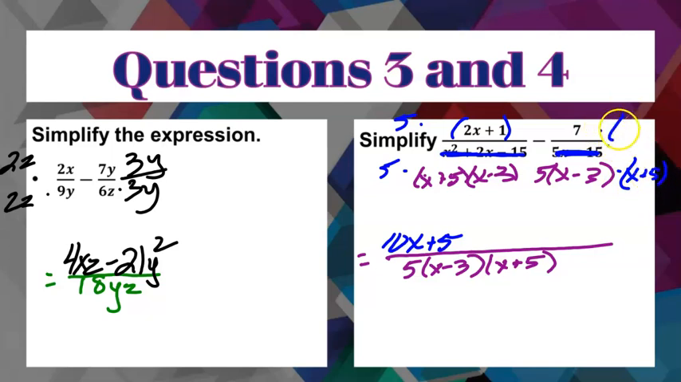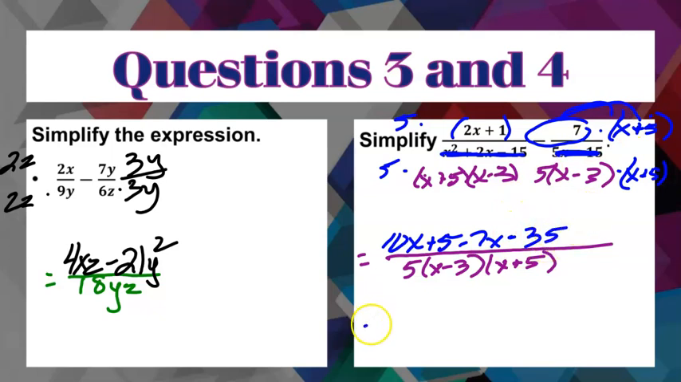And on this side, I'm missing the x plus 5. So I'm going to multiply that by x plus 5 in the numerator and the denominator. But I'm going to distribute a negative 7 because I'm subtracting all of that in the second fraction. So that would be a minus 7x and a minus 35.